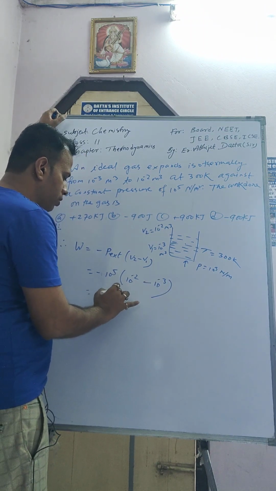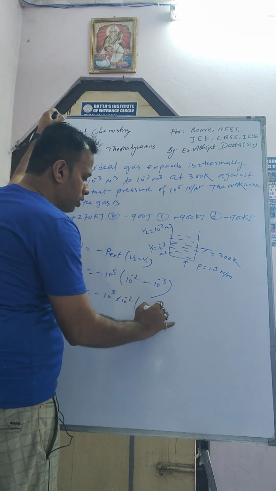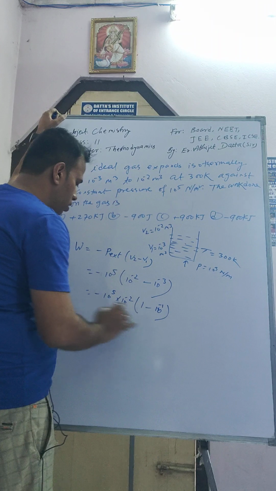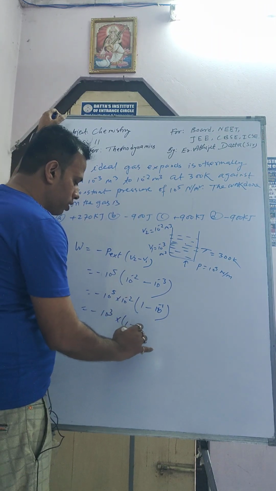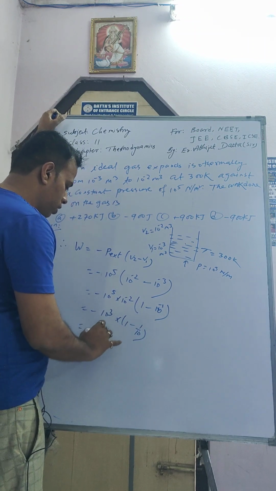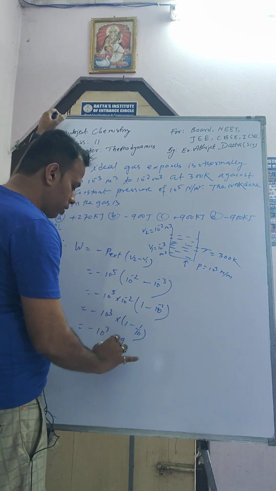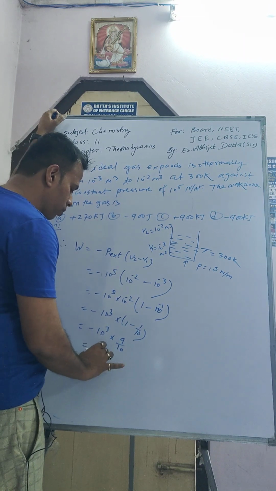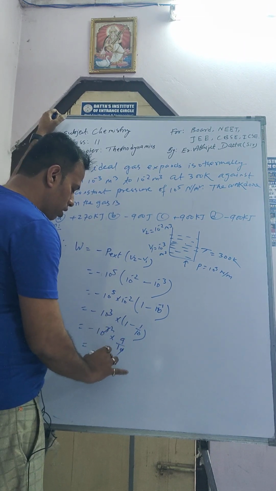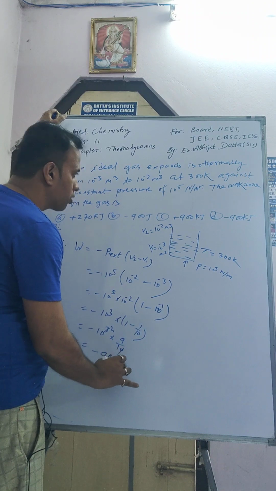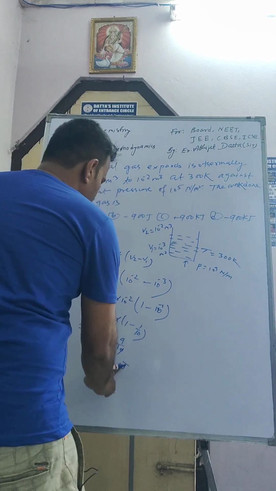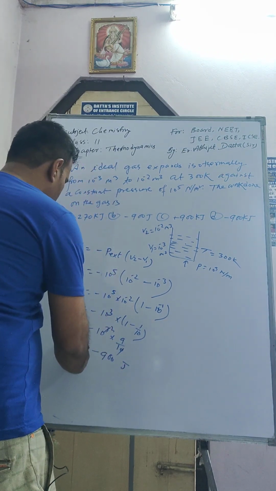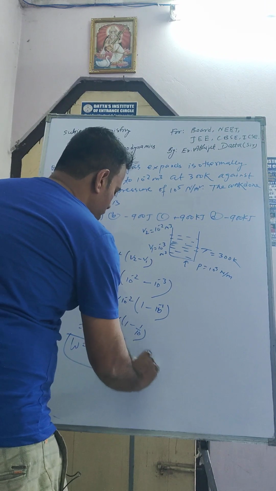If I take 10 to the power minus 2 common, here it will be 1 minus 1 by 10. So it will be 10 to the power 3 into 1 minus 1 by 10. So it will be minus 10 to the power 3 into 9 by 10, which is minus 900 joule. So work done will be 900 joule. Which option is correct? Option B is the correct answer.